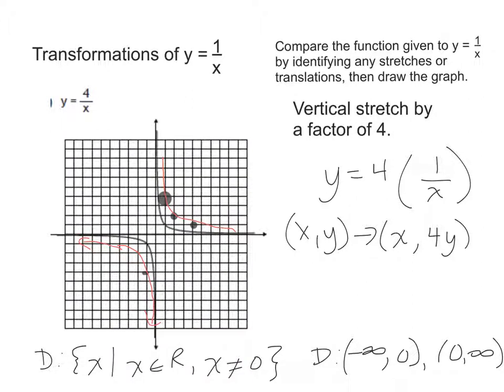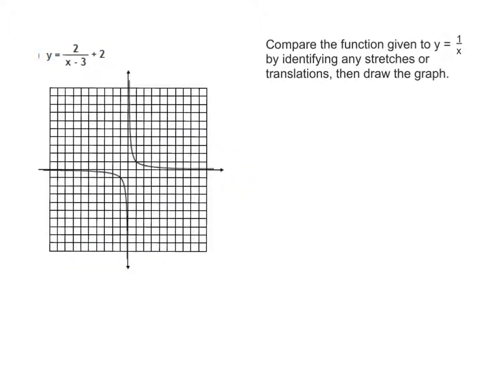So I want to show you another question. It's this. Compare the function to y equals 1 over x by identifying any stretches or translations, then draw the graph. I may not try to draw this graph. It didn't go so well in the last one, but we'll at least come up with a mapping rule. What transformations do you see happening here in this one? y equals 2 over (x minus 3) plus 2.